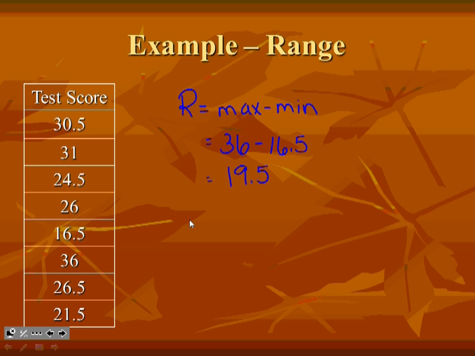Just the maximum and minimum. So there's only two numbers. We could have 3,000 numbers in this set of data, and we only are getting the minimum and maximum. And so that's kind of limiting.